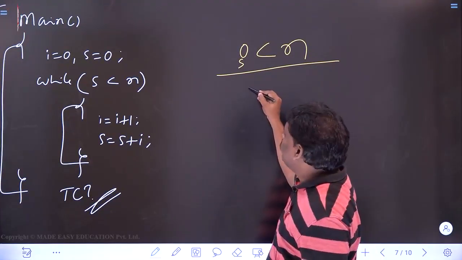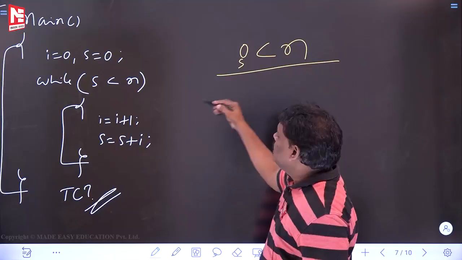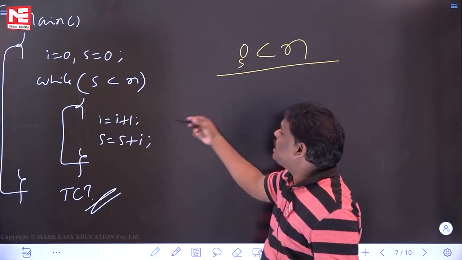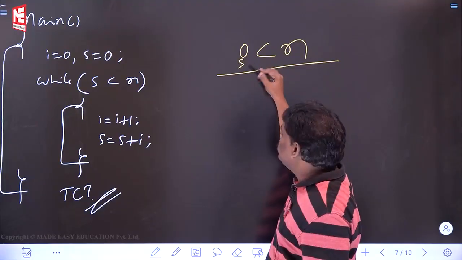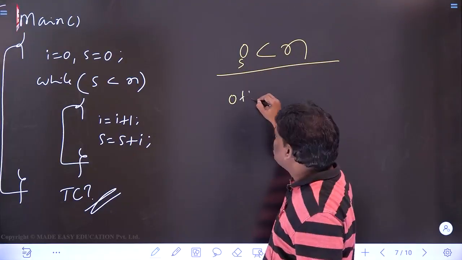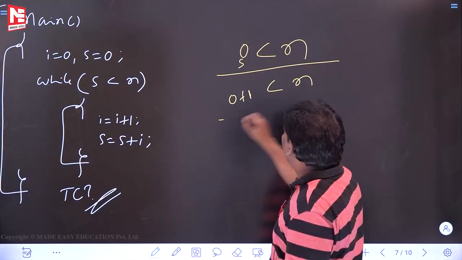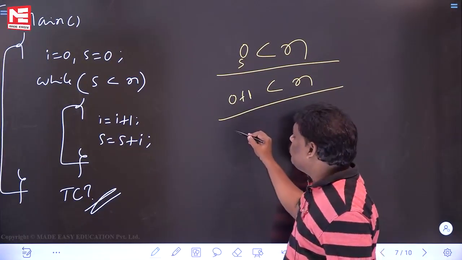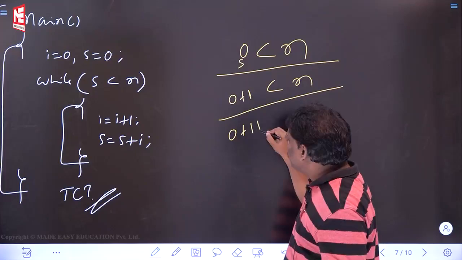Then what is the answer? What is the s now? Whenever you come inside, I will increment by 1, and s is equal to s plus I. S is already 0, so 0 plus 1 is 1. 1 less than n, again pass. Next, I value increments again by 1, to 2. So what is the s value? 0 plus 1 plus 2.